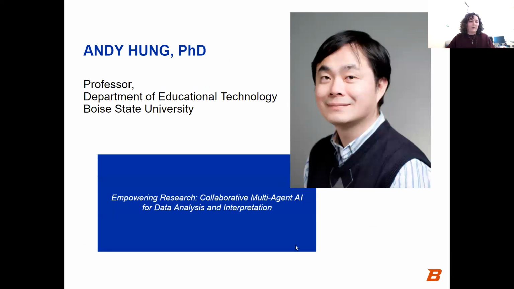Dr. Andy Hung, who is a faculty member in the Department of Educational Technology, is in his 17th year at Boise State University. He earned his doctoral degree in educational technology with a minor in information systems and quantitative science from Texas Tech University. His research focuses on learning analytics and machine learning in education, resulting in over 60 publications and the development of new algorithms tailored to educational data and contexts.